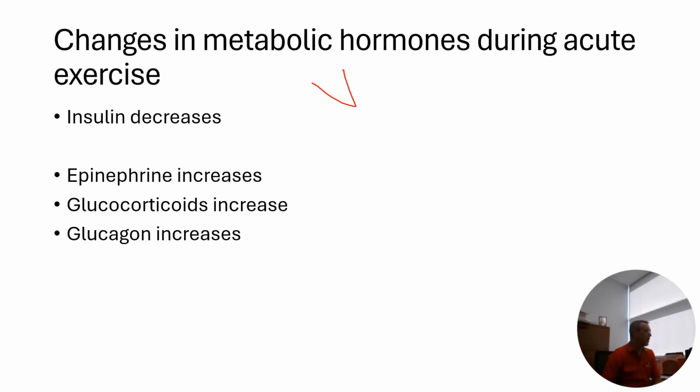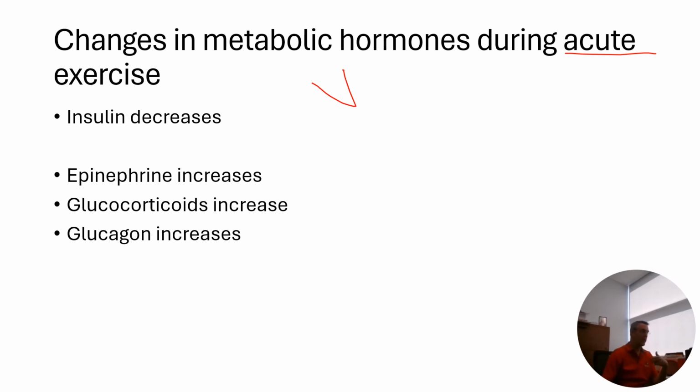So we talked earlier in the semester about hormones that regulate metabolism. Well, there's changes in these hormones during acute exercise, like during an exercise bout, right? And again, generally this is referring to more aerobic style exercise. And remember, we had insulin, epinephrine, glucocorticoids, and glucagon. And insulin was a storage hormone, whereas epinephrine, glucocorticoids, and glucagon all mobilized fuels.